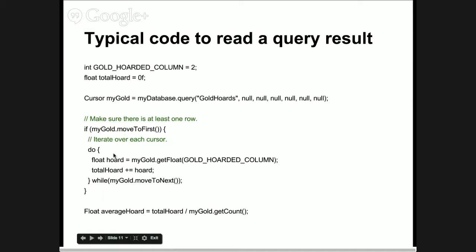do the following. getFloat gets the floating point value of a column whose name you specify as argument. So this gold hoarded column is the name of the column that contains these gold hoards, and my gold.getFloat would give you the floating point value of these. I could say my cursor.getFloat of column age, in the example that I was having in SQLite before. Here I'm computing the total gold you have, and then you say while my gold.moveToNext. So you are moving to the next row if there is one. This is a typical pattern for you to iterate on the elements of a cursor.